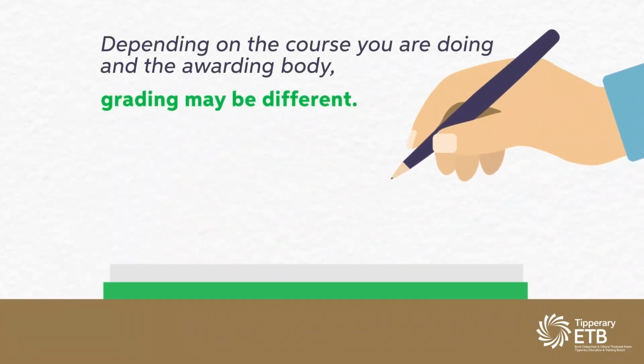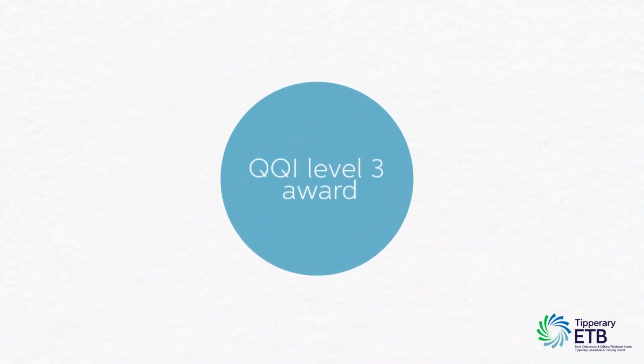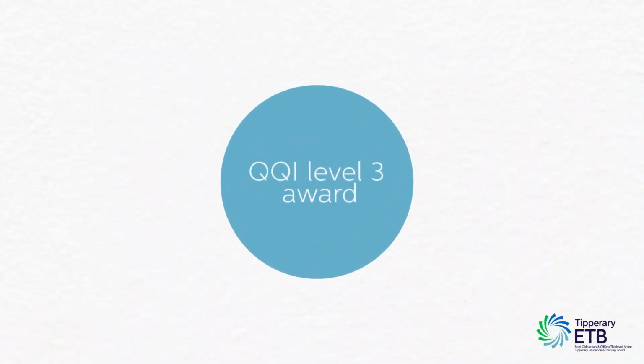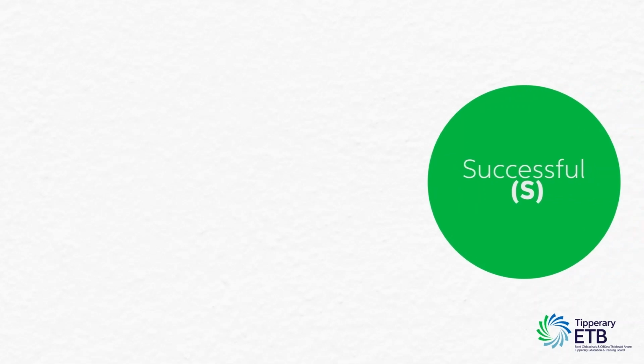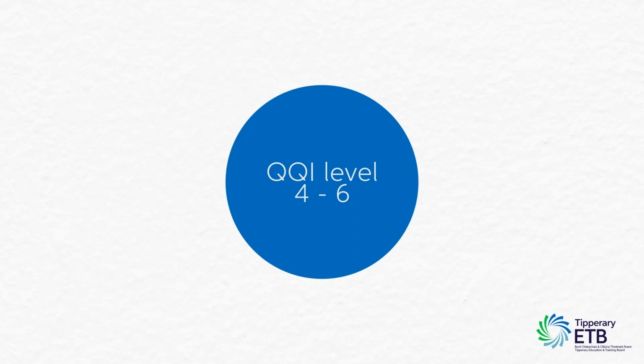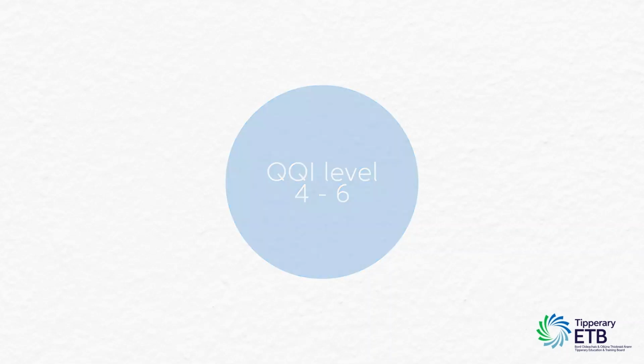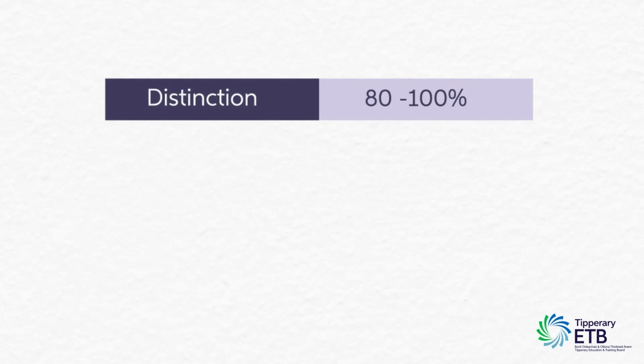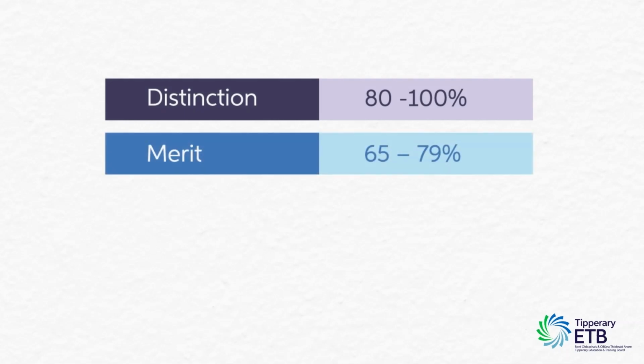If you're doing a course that leads to a QQI Level 3 award, the grade you will get if you achieve everything will be successful, S, whereas if you're doing a QQI course from Level 4 to 6 and have achieved the standards, the grades will be distinction, merit, pass, unsuccessful.